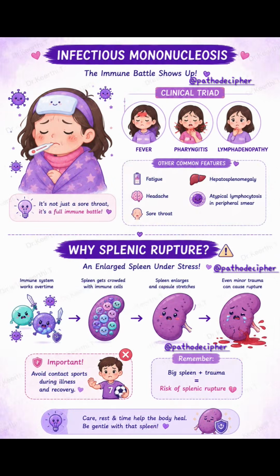So what will be the clinical features now? The patient presents with fever, pharyngitis and lymphadenopathy, along with fatigue, hepatosplenomegaly, and atypical lymphocytes will be seen on the peripheral smear. Next, the spleen becomes enlarged because it's overloaded with immune cells. So trauma can rupture the spleen. So avoid contact sports. That's what they're trying to say.